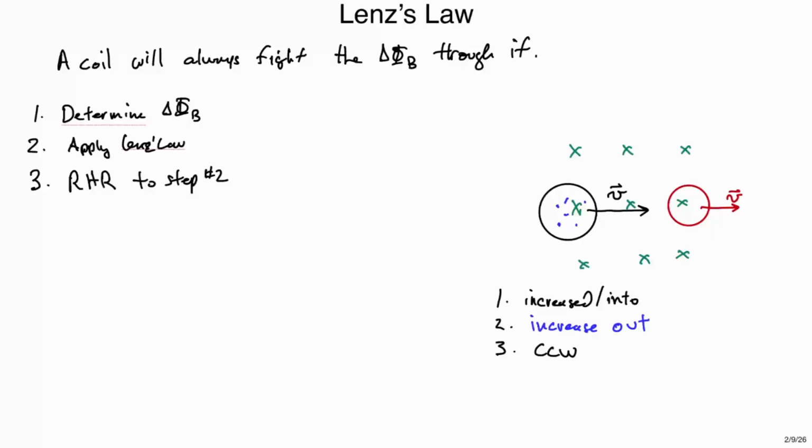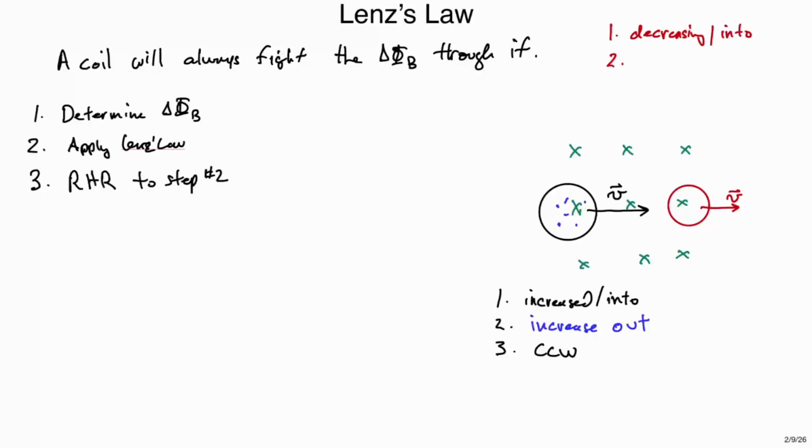Okay? So what would step 1 be? Do it up here. Step 1, okay? What is the flux doing in the coil? Is it increasing or decreasing? It's getting less, right? It's leaving the field behind. So we know that the flux is decreasing. Okay? What direction is the magnetic field that causes that flux pointing? It's still pointing into. That didn't change, right? The green X's are still pointed into the screen.